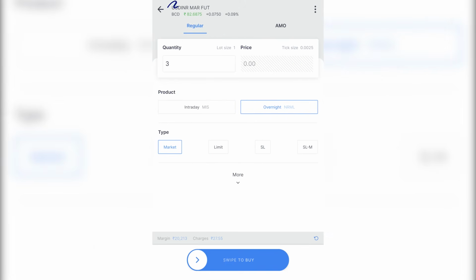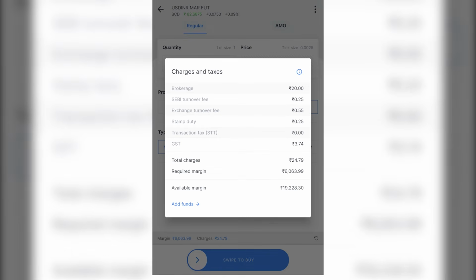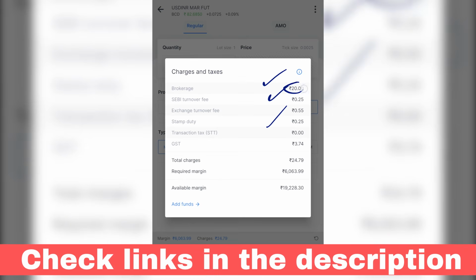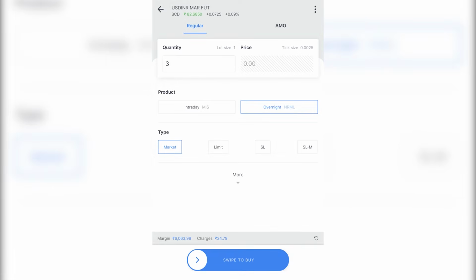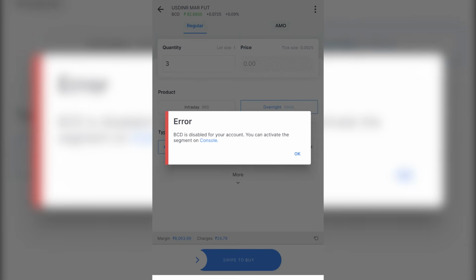For the purpose of this trade, let's go with the overnight option so we can wait till the end of the month. My margin can be refreshed to roughly 6,000 rupees. Let me click this. The charges are only 24 rupees over here. So you can look at the brokerage while buying and while selling both. I'm going to pay 20 rupees and there are some other nominal charges, so it's not very expensive. This is also a very small trade in the currency market. So let me swipe to buy this. I'm buying it at the market rate.